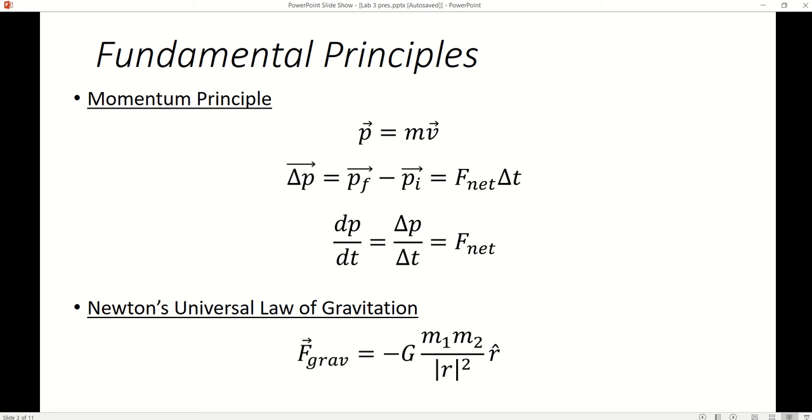The two fundamental principles that are applied in this lab are Newton's law of universal gravitation and the momentum principle. The momentum principle is in the form dp/dt, which is the change in momentum over change in time, equal to F net. Newton's universal law of gravitation states that there is a force of attraction between all masses in the universe. The force is directly proportional to the product of their masses and inversely proportional to the square of the distance between their centers.